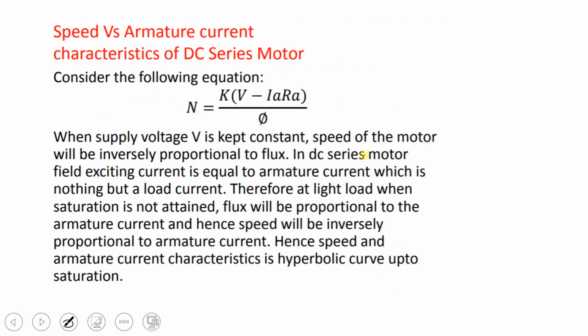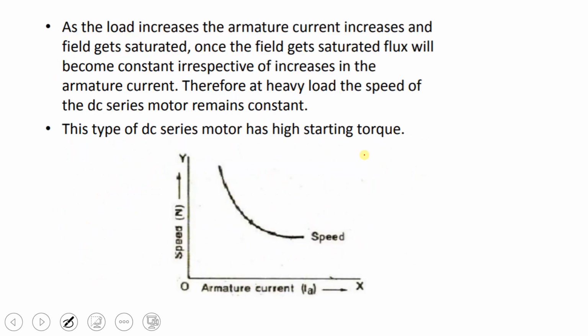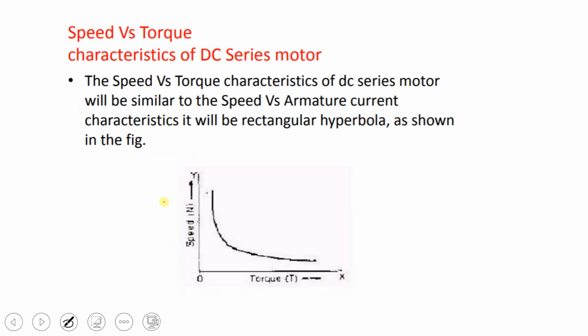Then the second characteristic is speed versus armature current. Here N equals K(V minus Ia Ra) upon phi, and this is the graph. On this side we have armature current, and on this side we have speed. Then the third one, speed versus torque characteristics. This is the characteristics graph for speed versus torque.